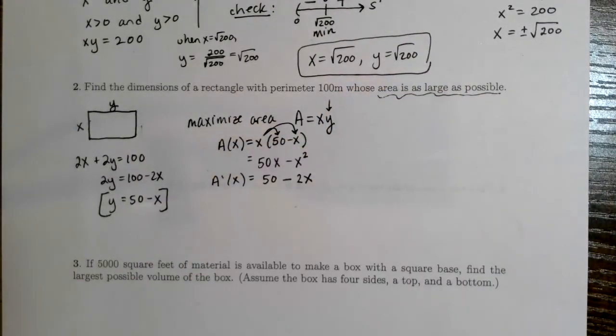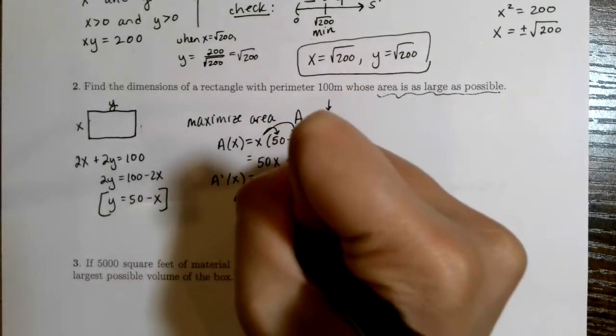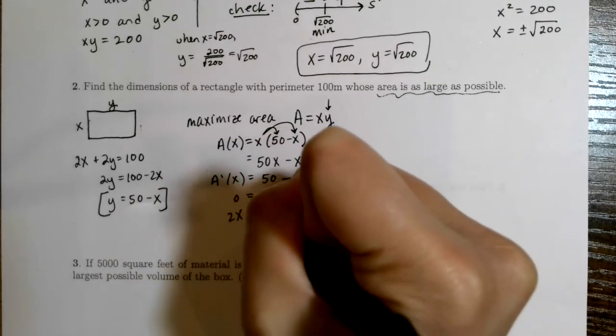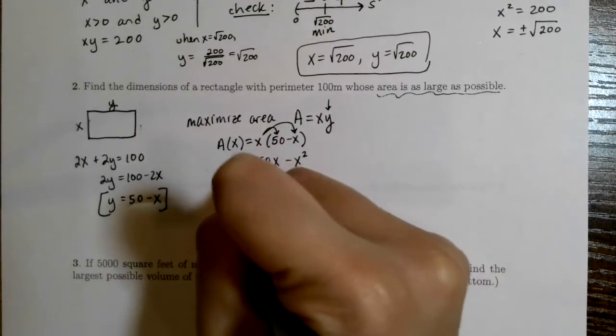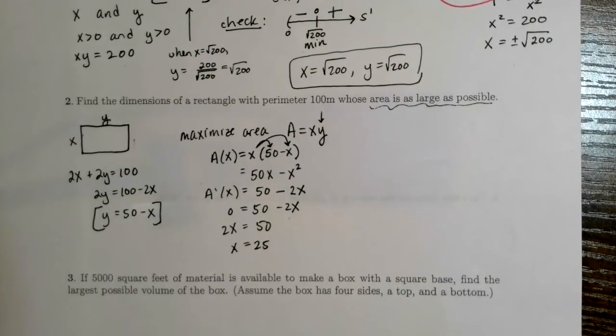There are no domain restrictions on this formula, so all I have to do is set it equal to 0 and solve for X. I'll add 2X to both sides, divide both sides by 2, and I have only one critical number, which is 25. So my assumption is that X equals 25 is the location of the answer I want. But of course, I'm not done yet. I have to pick one of our 3 methods to actually confirm that this is our answer.